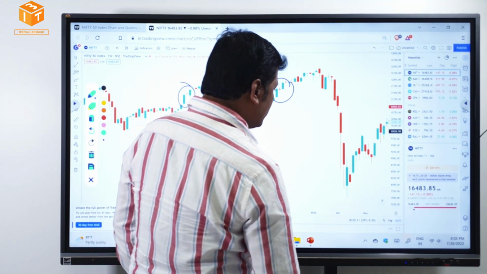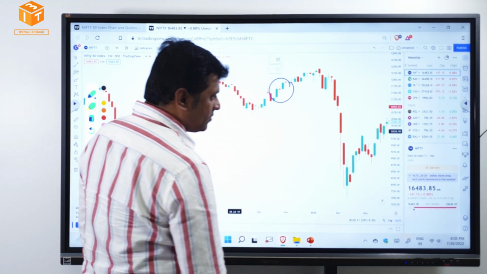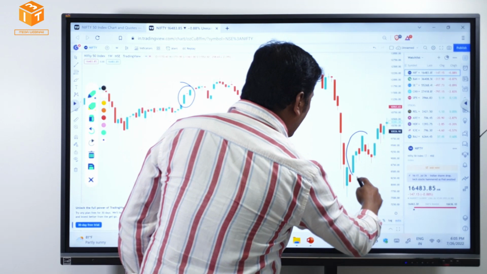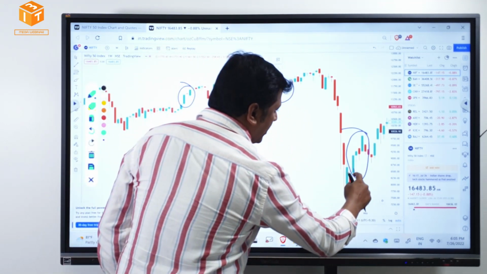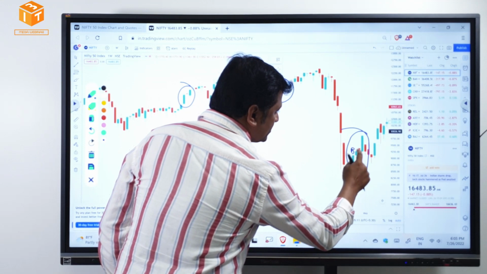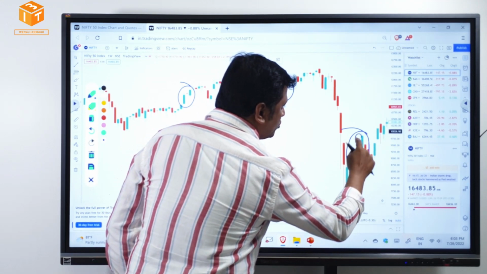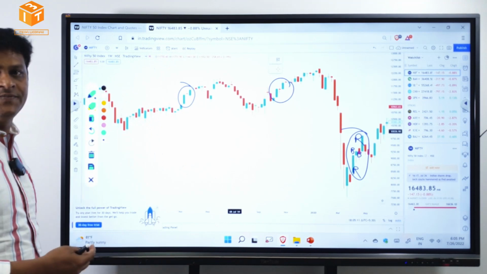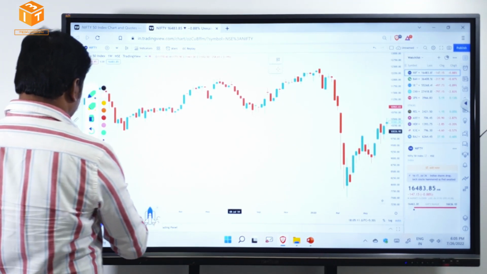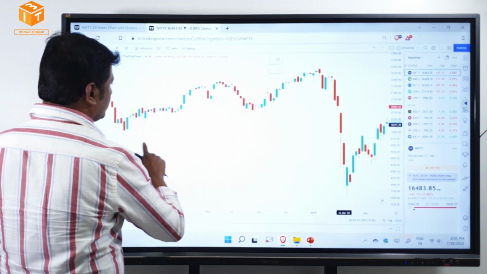Do you find anything more? Look at this guy. Wow. This is a good one. Rally, base, base and then a huge rally. Merge both the bases to make a bigger base. Correct? Keep flowing.